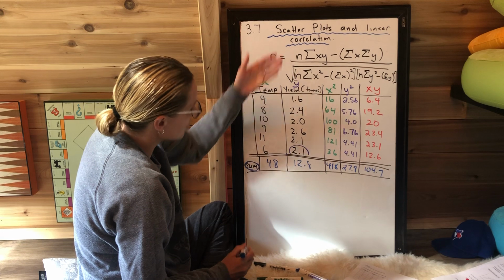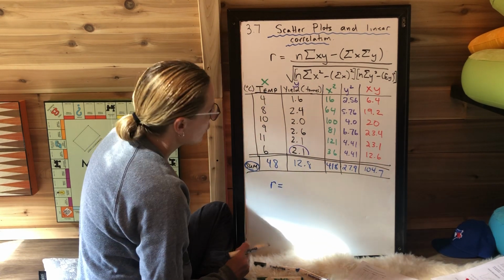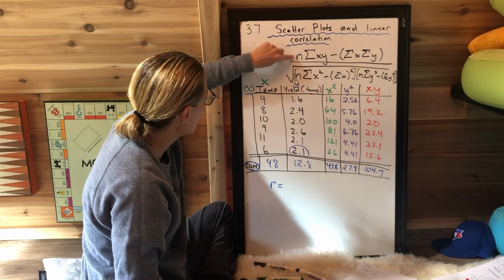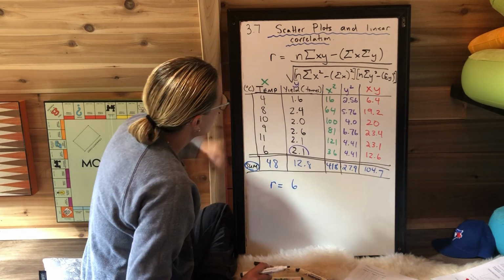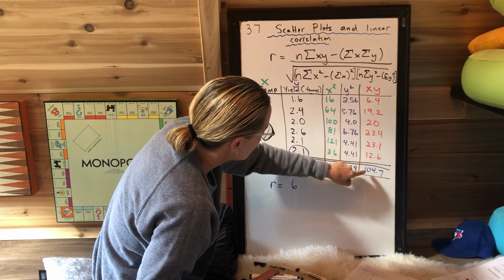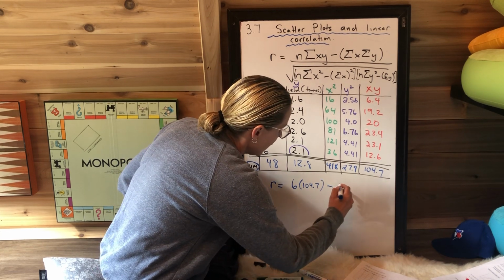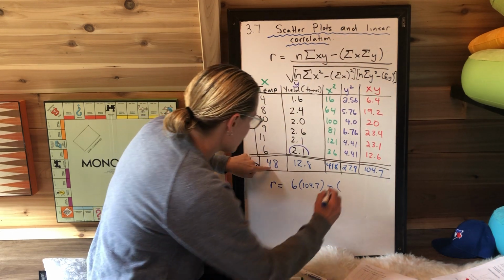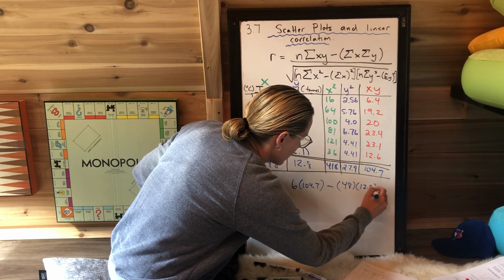So now when you actually go about substituting it into this formula, you're going to sub in what you know. First of all, the very first thing it asks for is our n value. N is the number of terms. We looked at 6 years here, so that becomes a 6. Multiplied by the sum of x times y. Here's x times y. Here's the sum of it, 104.7. Subtract the sum of x's multiplied by the sum of y's. Sum of x's is 48. The sum of y's is 12.8.